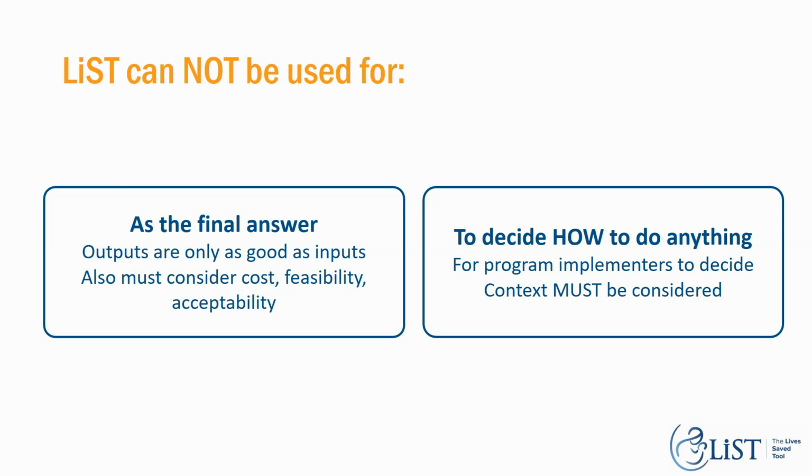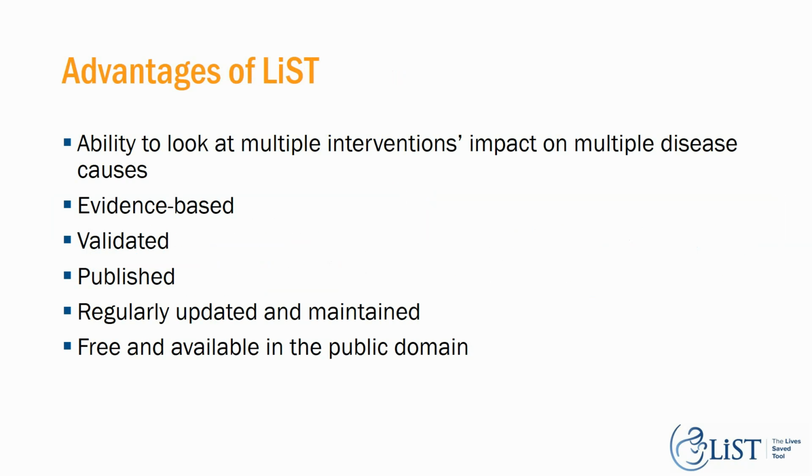LiST is also not meant to be used to decide how to do anything. So LiST will model what would happen to mortality if your coverage levels were high, but it doesn't indicate how to get those coverage levels high, how to increase them. Also, context is incredibly important, and that information can come from people in the country, people who have experience in programs in that country, and program implementers. But LiST by itself as a tool does not give indication on how to improve coverage targets.